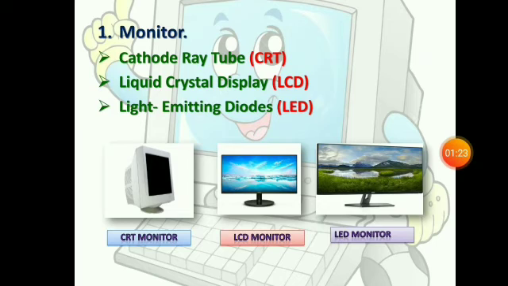First is monitor. Whatever work you do on a computer is displayed on a monitor. A monitor is also called VDU, Visual Display Unit. Monitors are of three types. First is cathode ray tube, that is CRT. CRT monitors look like a box. Second is liquid crystal display, that is also known as LCD. LCD monitors have a flat screen and are much lighter than CRT monitors. They are mostly used in laptops and video games.